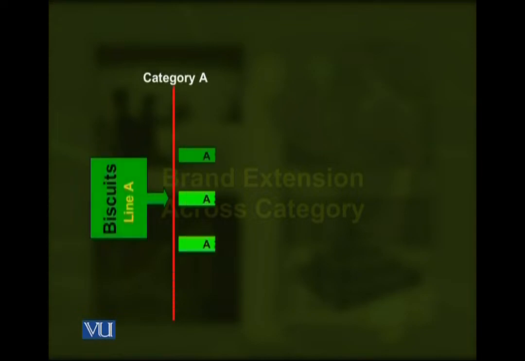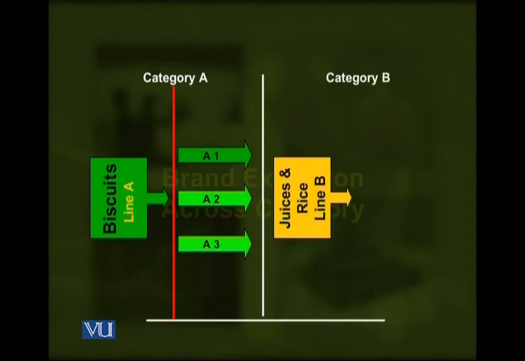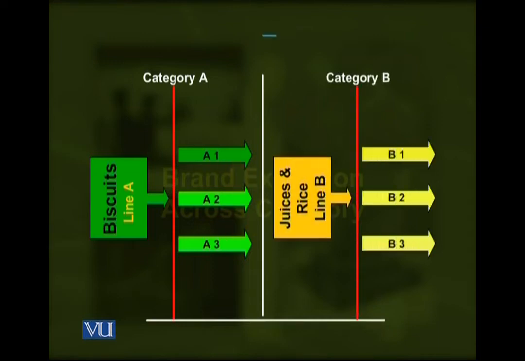As you can see from here, this company, dealing in biscuits originally, with product A, or line A, is getting into product B, which is not biscuits, which is something else. It could be juices, it could be packaged rice, it could be flour, it could be anything. The company is doing the same thing with line B, which is a different category altogether. It is stretching its brands, meaning it is stretching the line from B1 right down to B3.